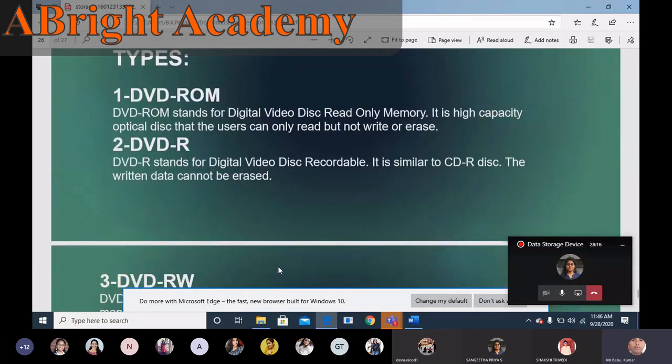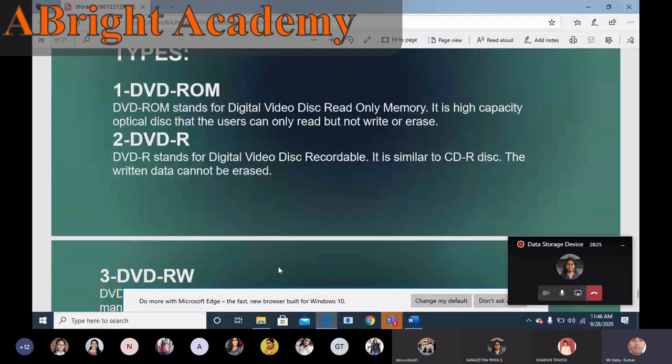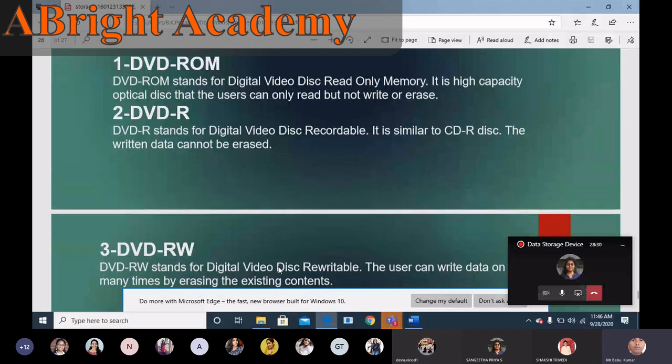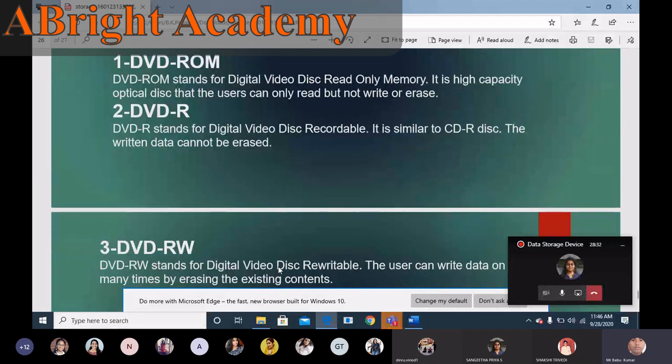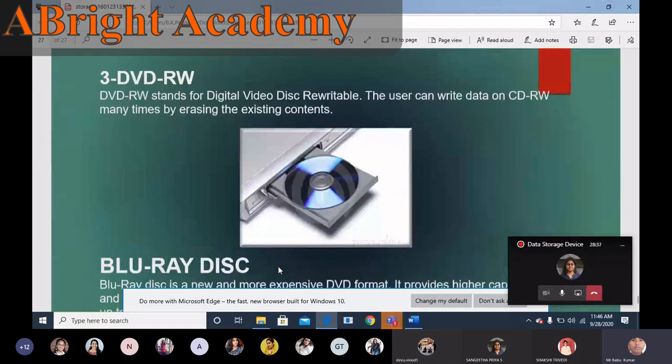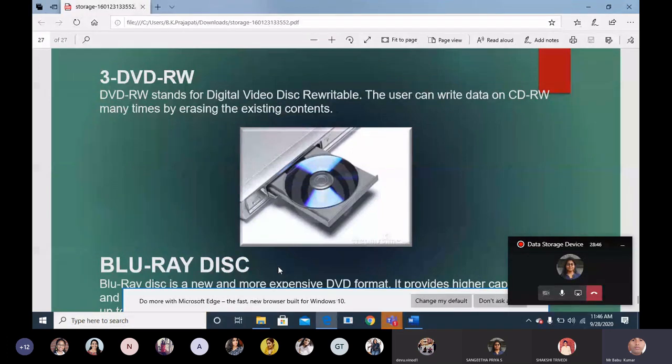DVD-ROM stands for digital video disc read only memory. It is a high capacity optical disc that a user can only read but not write or erase. DVD-R. DVD-R stands for digital video disc recordable. It is similar to a CDR disc. The written data cannot be erased. DVD-RW stands for digital video disc rewritable. The user can write data on a DVD-RW many times by erasing the existing content.